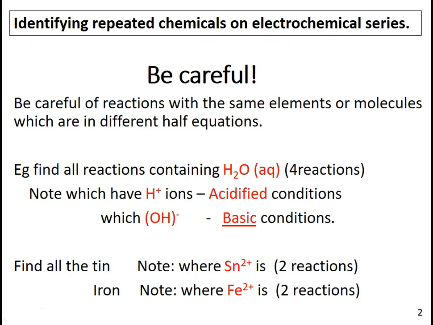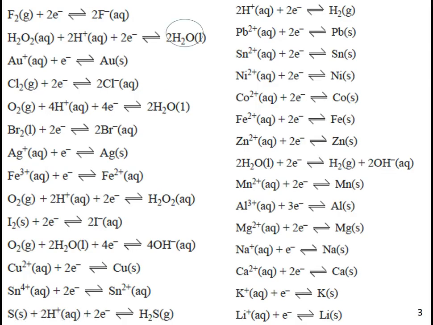This slide is about the idea that there's a few chemicals that are repeated in the electrochemical series, so you need to make sure you can identify where all the hydrogen ions are, the hydroxide ions, the water, the tin, and the Fe2+ ion. So if we have a look, I've cut the electrochemical series in half, so this is the top half. We've got water as a reducing agent here. Further down we've got water with oxygen, so this reaction won't happen unless you've got the oxygen present as well. And then further down there's just plain water by itself.